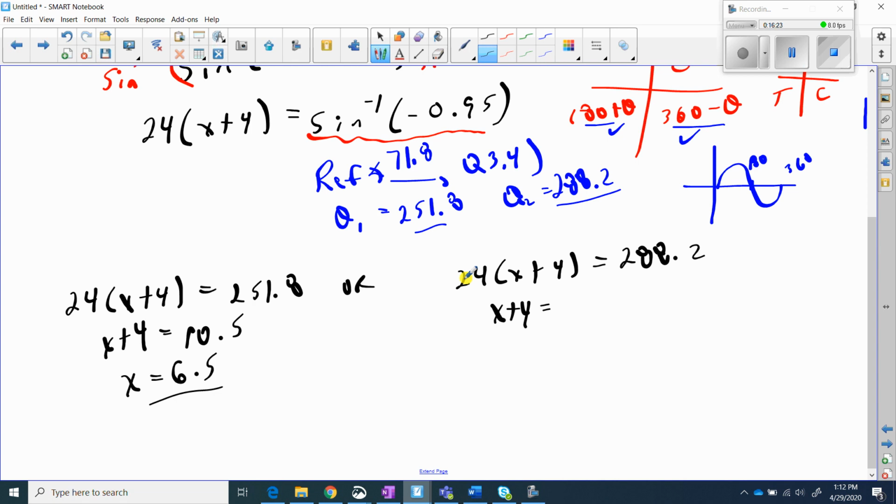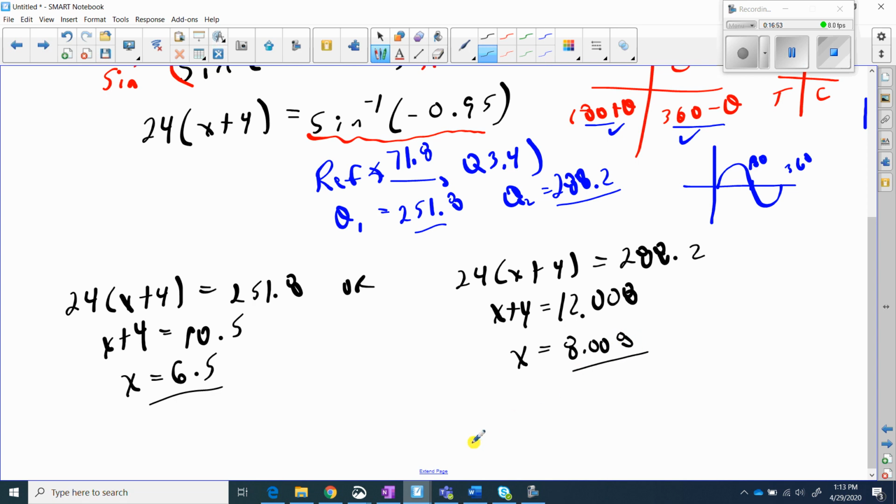288.2. Divide that by 24, sorry. I get 12.008. It just depends on how accurate you needed these. We carry one there, whatever. So x equals, now subtract 4 from that, I should get 8.008, let's say.